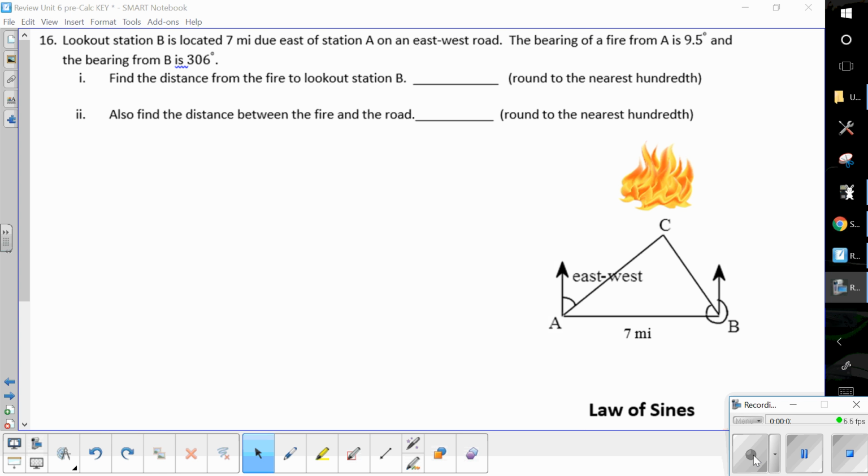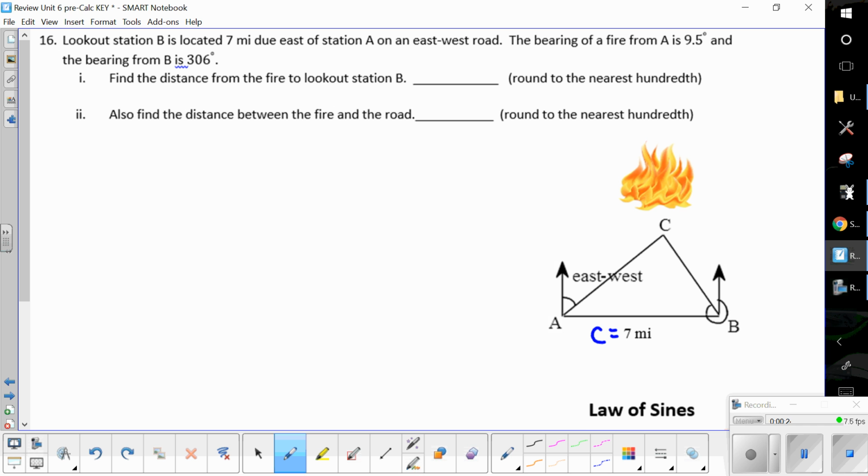Okay, we got a story problem here. It's talking about a fire and two ranger stations. Looking from these stations, the distance between them is 7 miles between A and B. I'm going to label these the same way we would any triangle. If this is big C, little c is across from it. Big A makes this little a, big B makes this little b.